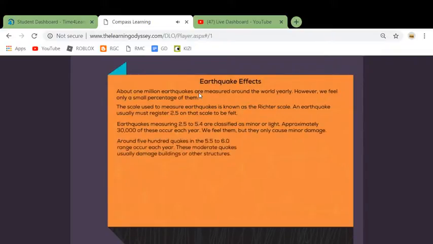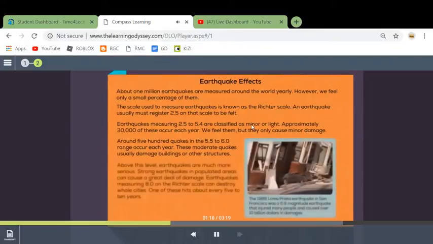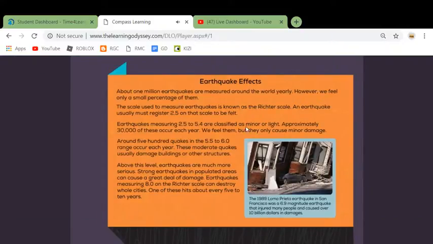Around 500 quakes in the 5.5 to 6.0 range occur each year. These moderate quakes usually damage buildings or other structures. Above this level, earthquakes are much more serious. Strong earthquakes in populated areas can cause a great deal of damage. Earthquakes measuring 8.0 on the Richter scale can destroy whole cities. One of these hits about every 5 to 10 years.